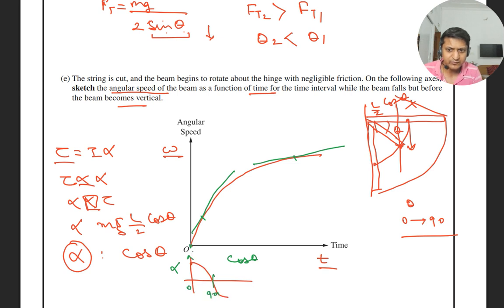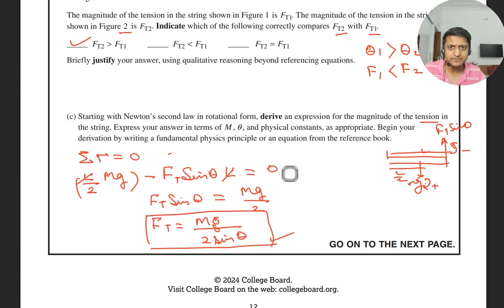So from 0 to just before 90 degrees, because they have said that it is just becoming vertical, this would be the right graph. So you have to draw like this. This is how you have to solve the questions.